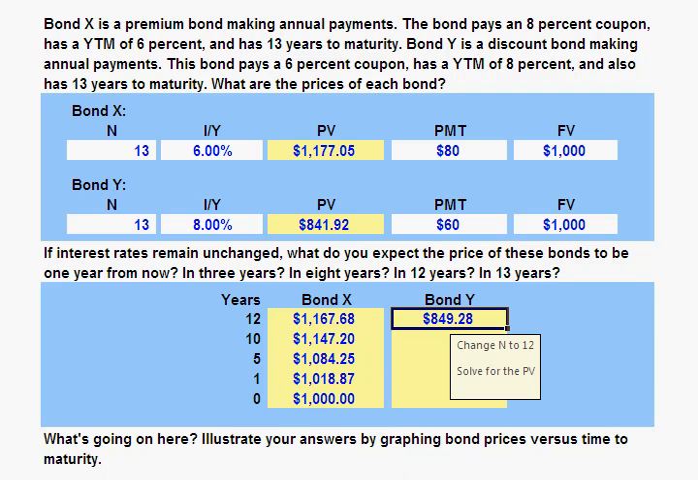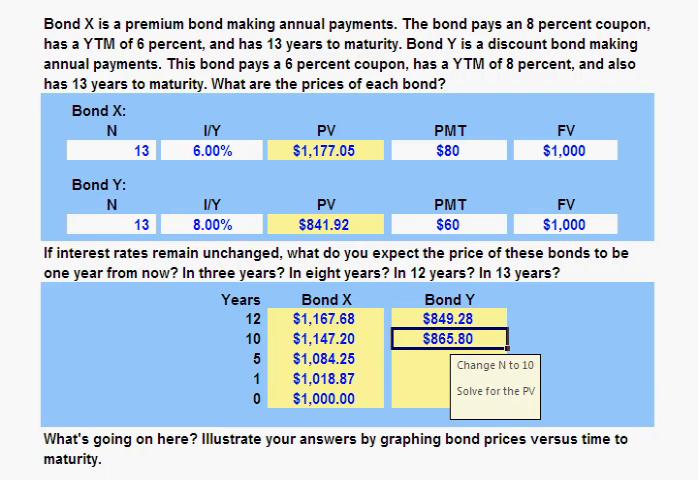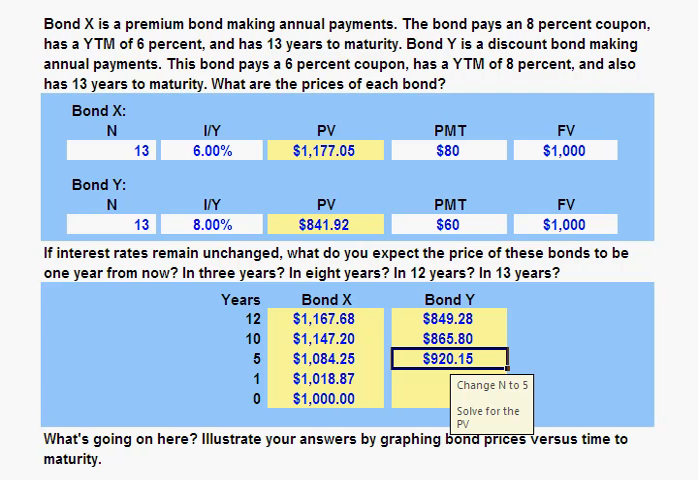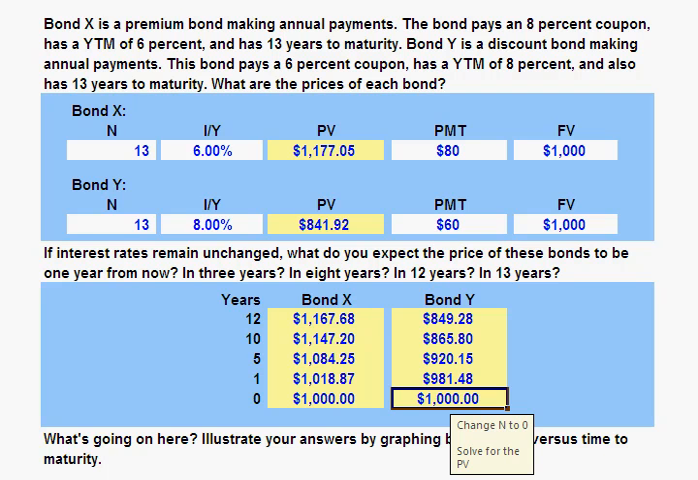For Bond Y, when we enter the $60 payment, the $1,000 future value, the 8% yield to maturity, and 12 for the number of periods, we find a present value of $849.28. When we change n to 10, we find a present value of $865. When we change n to 5, we get a present value of $920. When n is changed to 1, we find a present value of $981. And finally, when we change n to 0, again, the bond at maturity is worth its par value or face value. What's going on here?